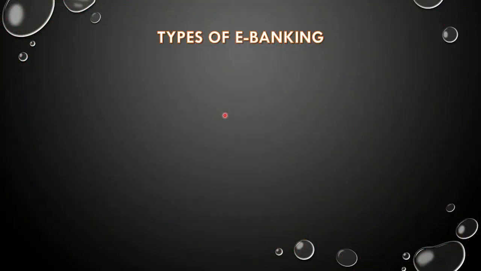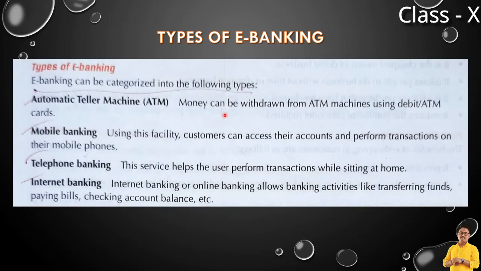Types of e-banking. Let us see what the types of e-banking are. E-banking can be categorized into the following types. First of all, automatic teller machine, where money can be drawn from ATM machines using your debit or ATM cards. Already you know the ATM machine, how people are drawing the money.